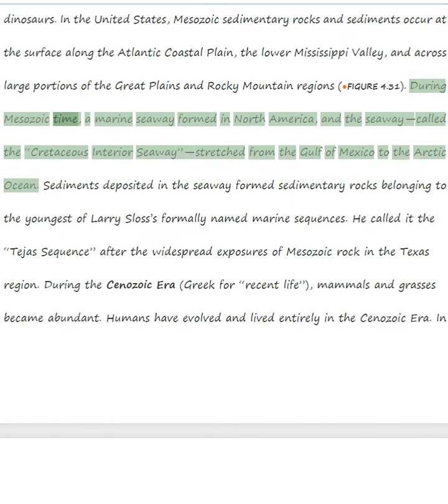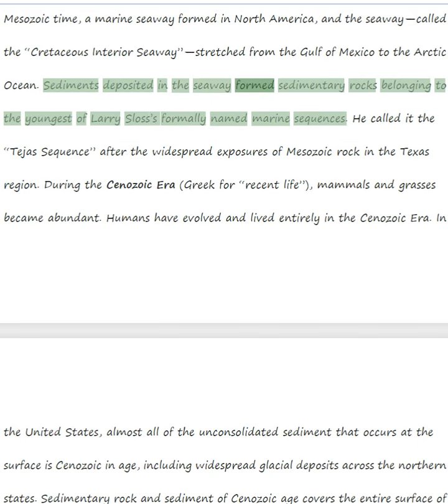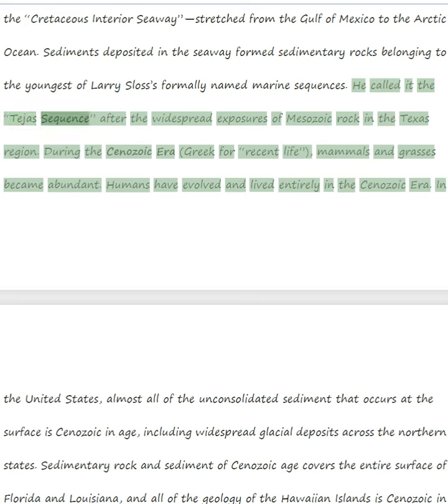During Mesozoic time, a marine seaway formed in North America, and the seaway, called the Cretaceous Interior Seaway, stretched from the Gulf of Mexico to the Arctic Ocean. Sediments deposited in the seaway formed sedimentary rocks belonging to the youngest of Larry Sloss's formerly named marine sequences. He called it the Tejas sequence, after the widespread exposures of Mesozoic rock in the Texas region.